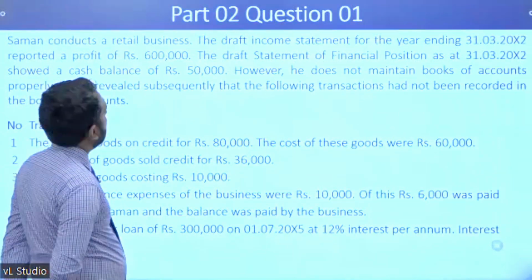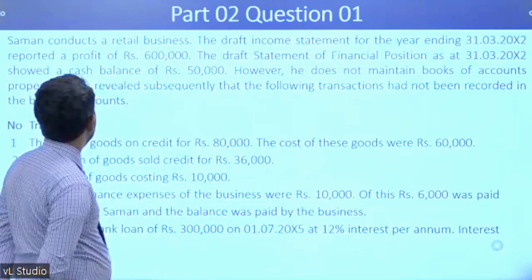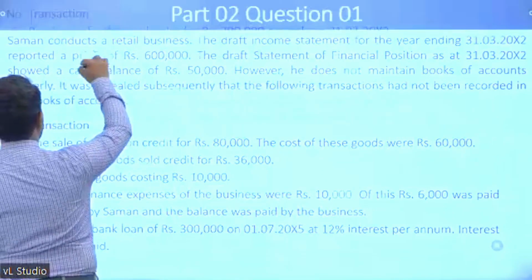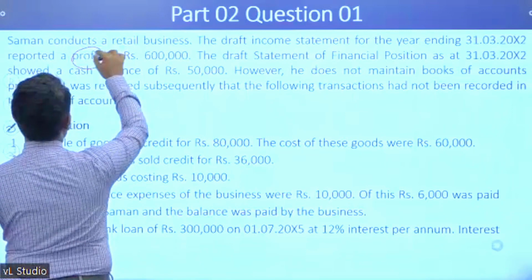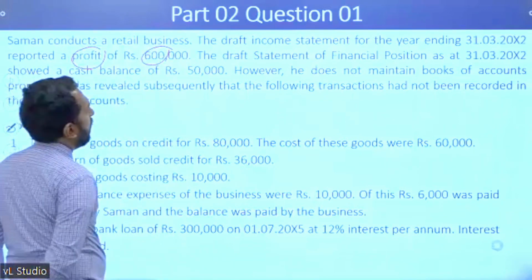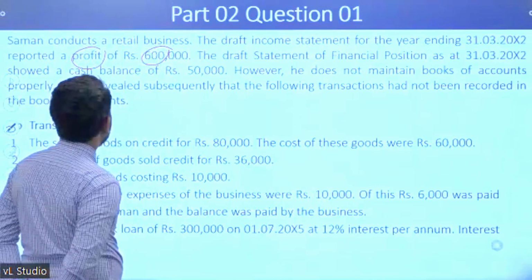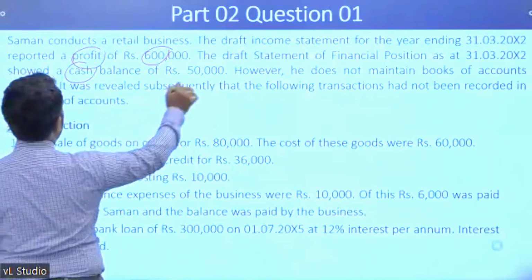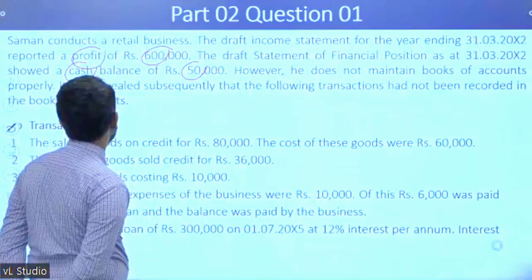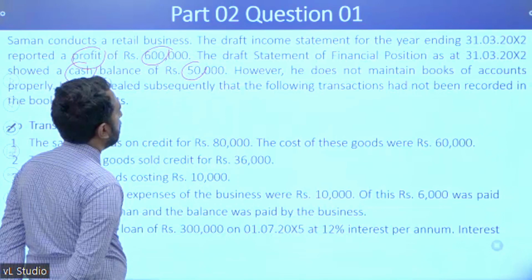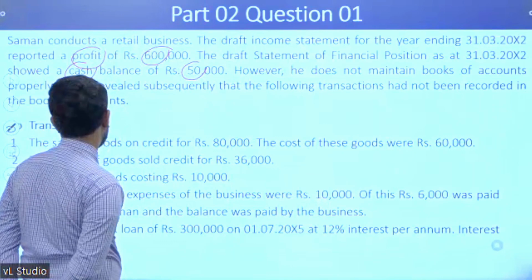Someone conducts a retail business. The draft income statement for the year ending 31st of March reported a profit of 600,000. The draft statement of financial position as at 31st of March showed a cash balance of 50,000. However, he does not maintain books of accounts properly. It was revealed subsequently that the following transactions had not been recorded in the books of accounts.